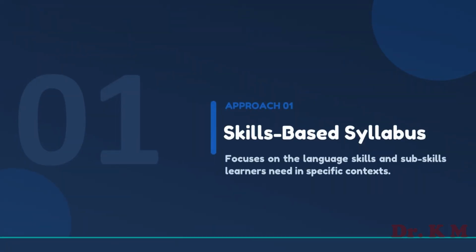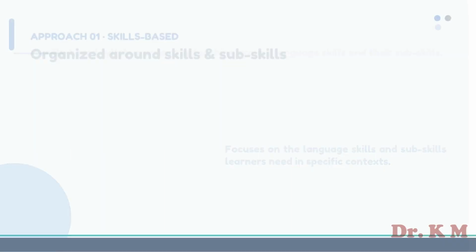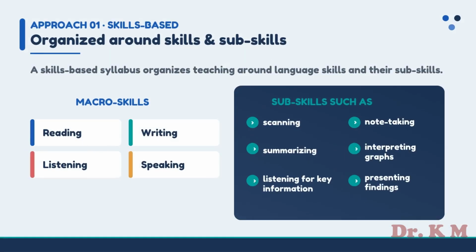1. Skills-based syllabus. A skills-based syllabus focuses on the language skills learners need in specific contexts. It organizes teaching around language skills and sub-skills: reading, writing, listening, speaking, and sub-skills such as scanning, note-taking, summarizing, interpreting graphs, listening for key information, presenting findings.